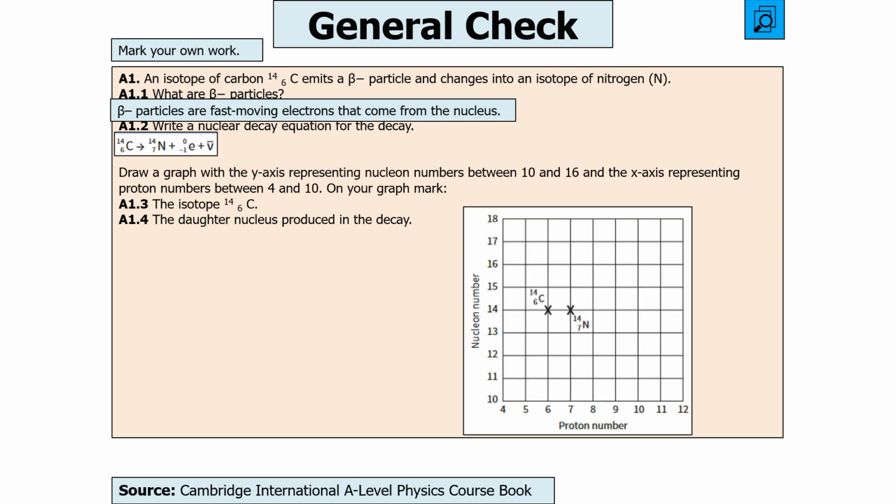Then here you can see our graph, and you can see firstly the carbon isotope. Now you can see that it turns into nitrogen. You can see straight away the proton number goes up by 1 to turn it into nitrogen, but the overall number stays the same because, in beta minus decay, a neutron turns into a proton, so the overall number of protons and neutrons, the nucleon number, stays constant.